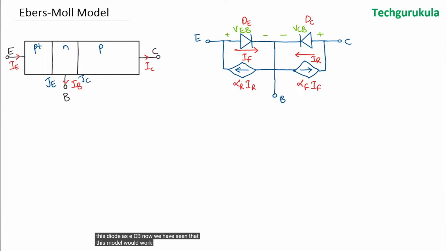Now we have seen that this model would work for forward active and reverse active, and we would go forward and even find out that this model would be valid for even saturation and cutoff. But let me mark the currents here. This is the emitter current, this is the collector current, and this is the base current. Now the model that we have here is called Ebers-Moll model.